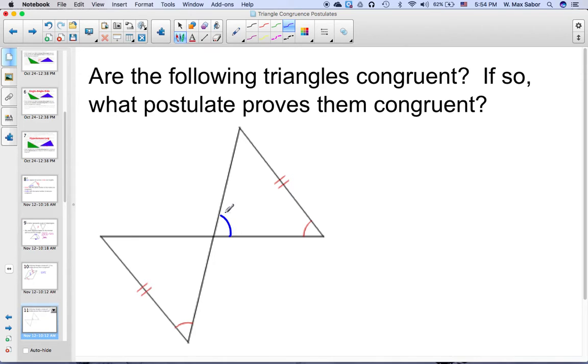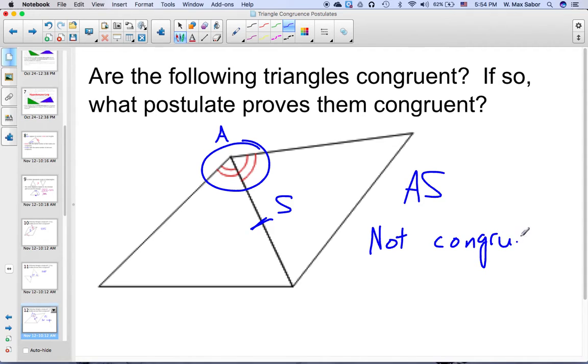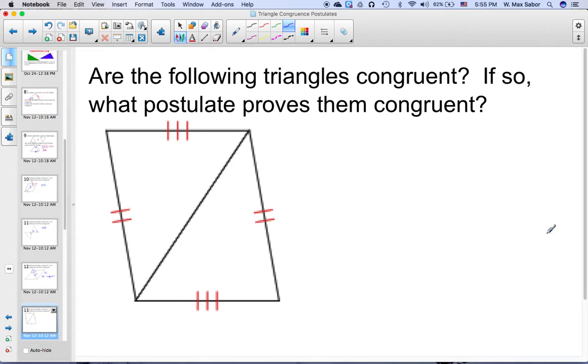Here, these angles are vertical, so we're allowed to say that they're congruent. So it's 2 angle pairs, and the side that's not between them. So angle, angle, side. Here, we've got an angle pair. We have a side. So because there's no other information, we say not congruent, or not necessarily congruent. There's not enough information to show that they're congruent.